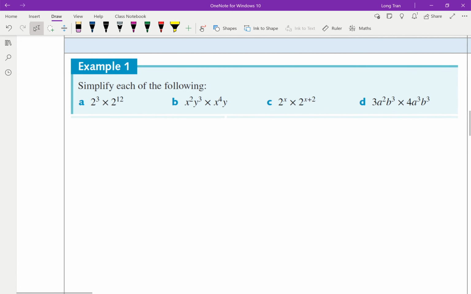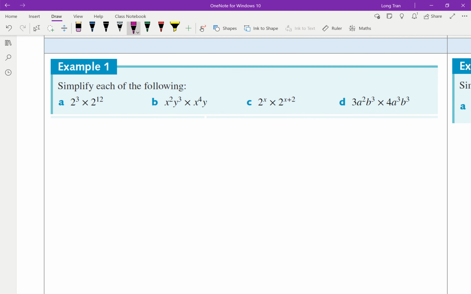Let's have a look here. We're going to use indices or index laws. We're going to do example 1A. We've got 2 to the power of 3 times 2 to the power of 12. We know when the indices have the same bases and you're multiplying, you can add the powers. So 3 plus 12, and that gives me 2 to the power of 15.